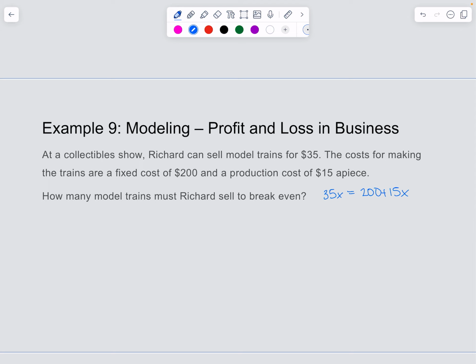And in this case, we'll solve for X, get your X's on both sides. And then isolate. So we have X equals 10. What does this mean? This means he must sell 10 trains to break even.